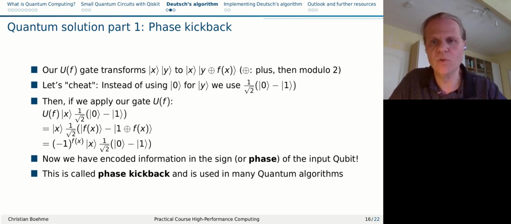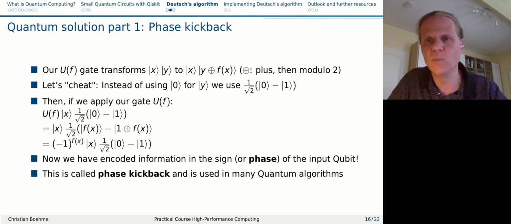Mathematically, you can write this now as this. If x is our input and y is our output, our gate UF will transform this. It will leave the input qubit x unchanged, of course, because it's the input, and it will change the output. Because we usually have all qubits started as 0, you could just write the result of the function into this qubit, right? So if x is 0 and you have constant 1, you would write a 1 into this one.